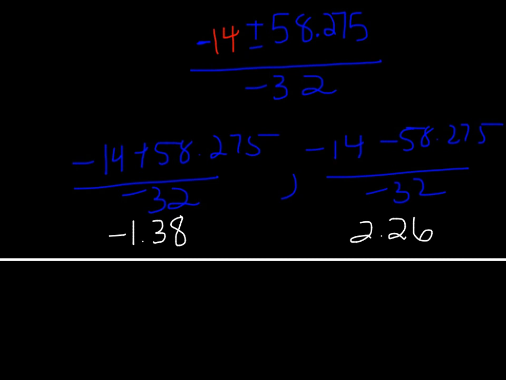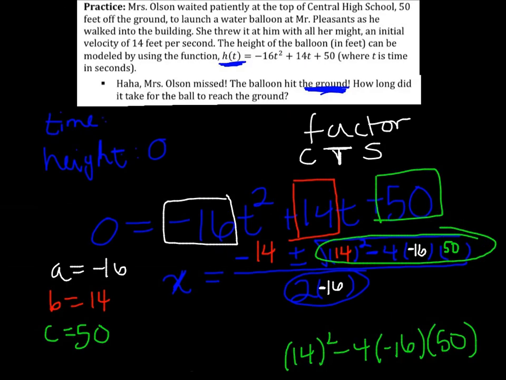Well, now once we find solutions, now we actually have to look back into the context of the problem. So what was it asking us? It was asking us, how long did it take for the ball to reach the ground? Now we know that time is x, and that's what we just found, because in the quadratic formula it says x equals all of that stuff. So we just found the time.